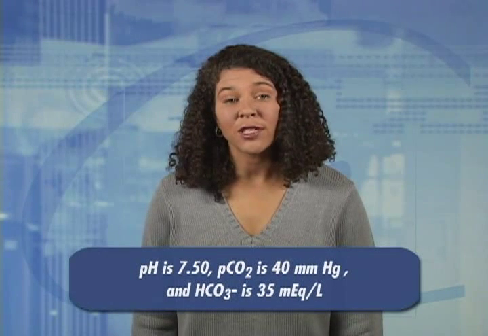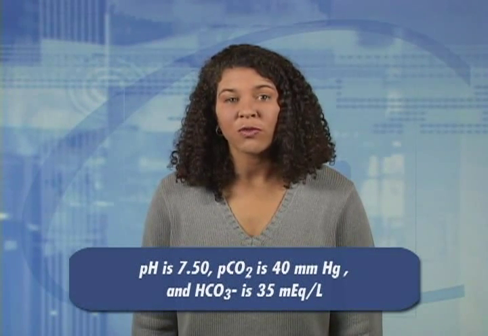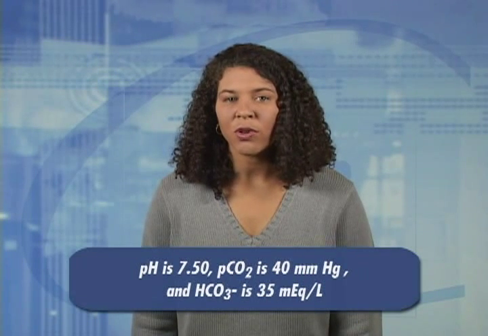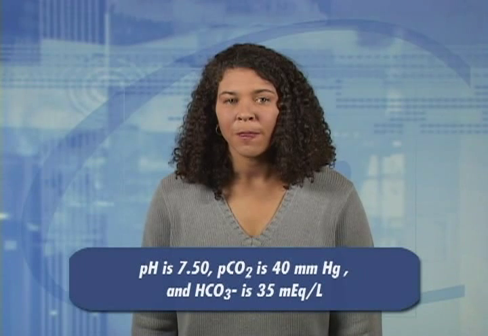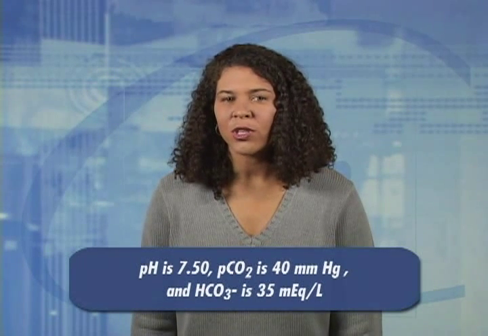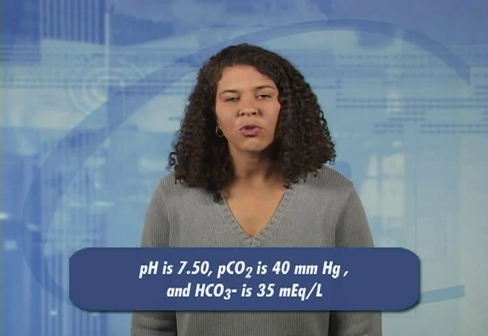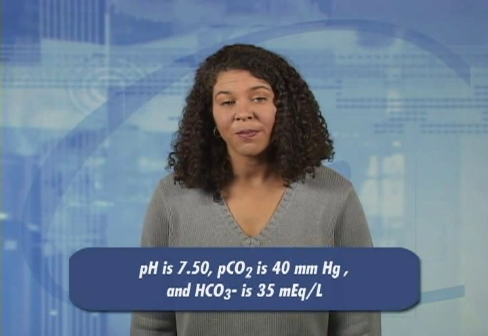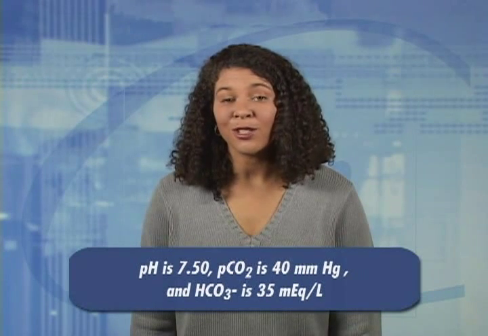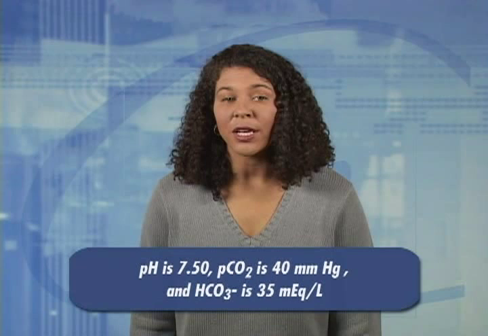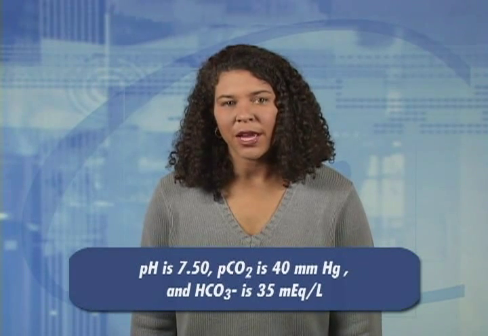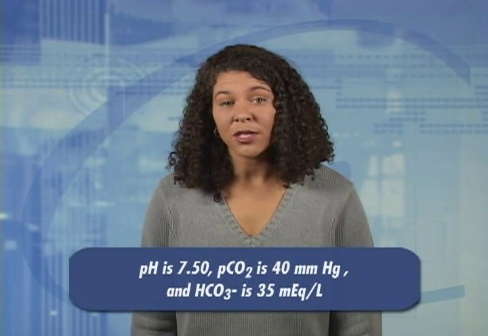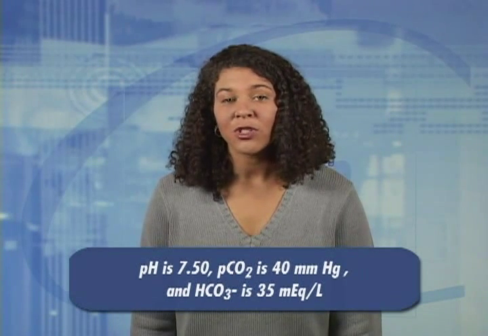Let's look at client number 5. Client number 5, pH is 7.50, PCO2 is 40 millimeters of mercury, and HCO3 is 35 milliequivalents per liter. The pH of client number 5 is high, which indicates alkalosis. Now we must establish whether the origin is metabolic or respiratory. The PCO2 is normal, which means there is no excess loss of acid through respiratory elimination. The HCO3 is elevated and confirms that the origin of the alkalosis is from metabolic excesses. Since there is no evidence of compensation, this ABG would be interpreted as acute metabolic alkalosis.